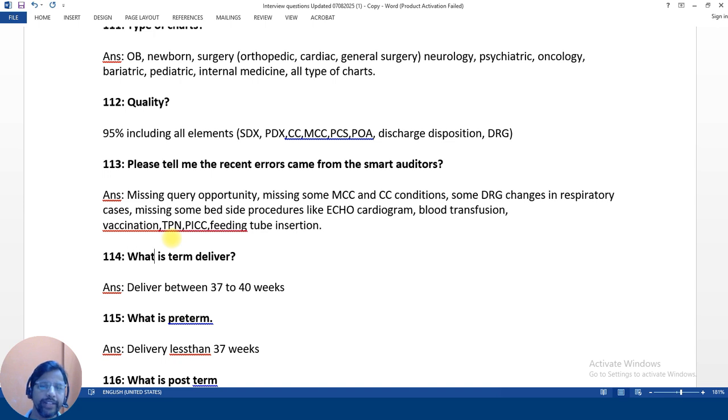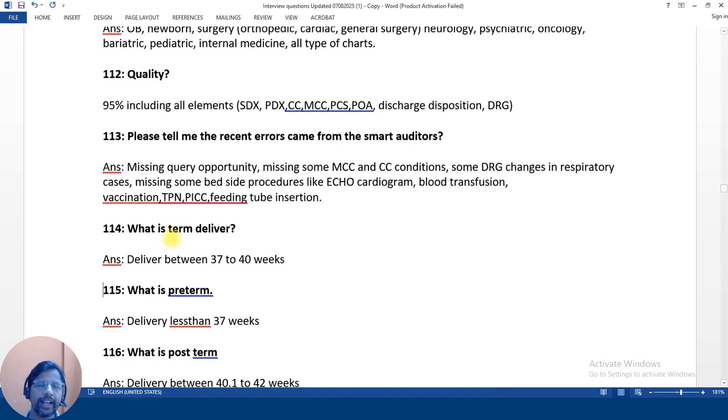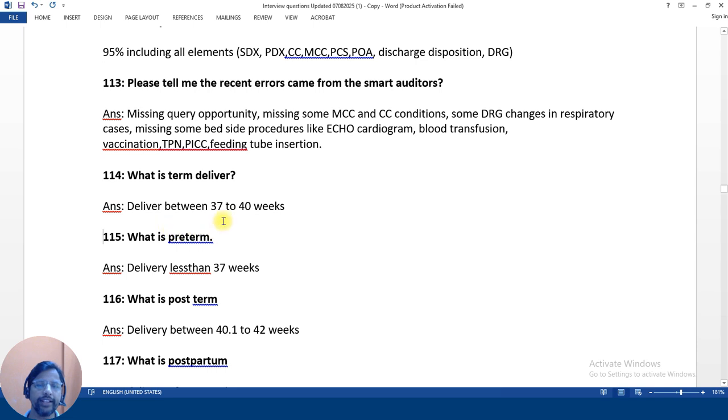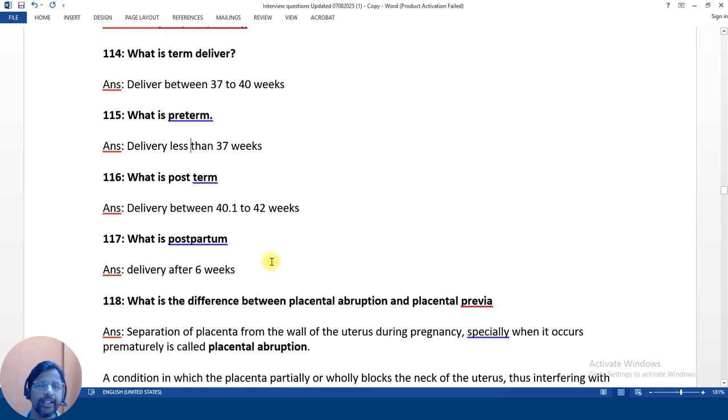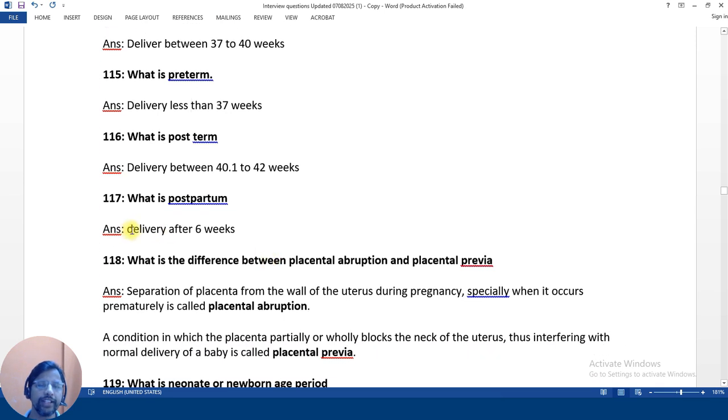Okay. What is term delivery? So delivery is between 37 to 40 weeks. Okay. What is the common delivery duration? Like 37 to 40 weeks. What is pre-term? Pre means before the term, meaning less than 37 weeks is called pre-term. Okay. What is post-term? Delivery between 40 weeks to 42 weeks is called post-term. Okay. What is postpartum? Delivery after 6 weeks is called postpartum.